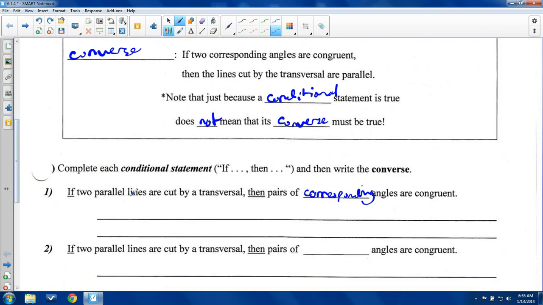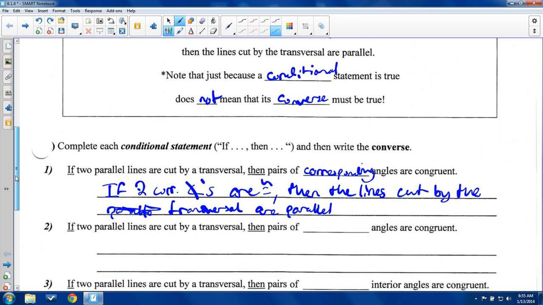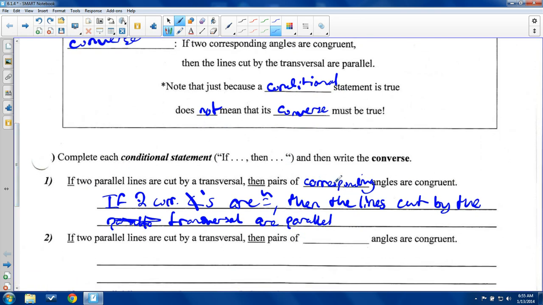If two corresponding angles are congruent, then the lines cut by the transversal are parallel. Okay? Here's the regular conditional statement, here's the converse.